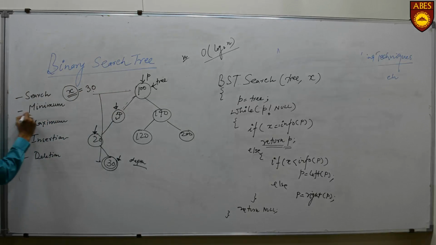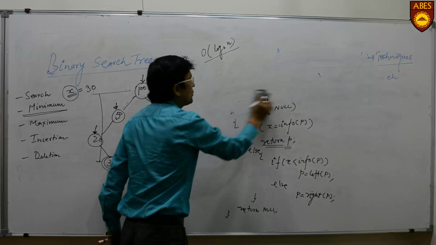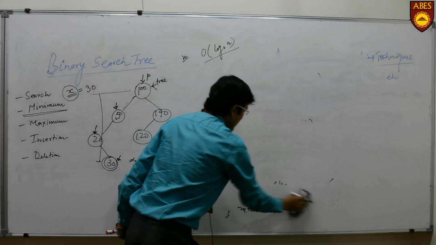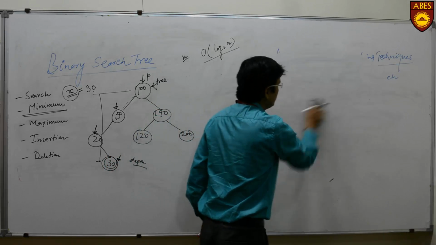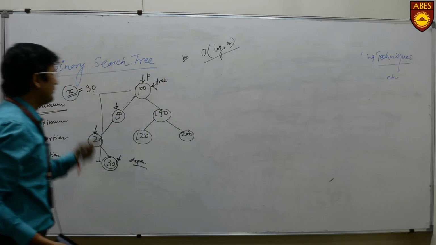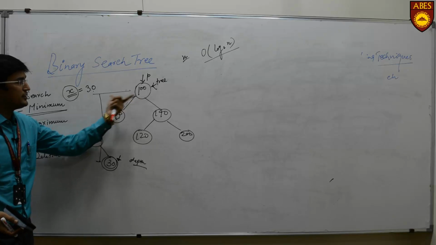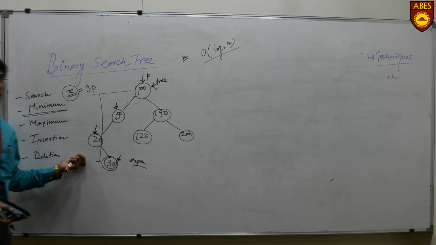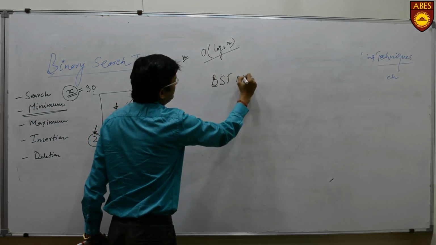Let us see another operation, which is minimum. Minimum is finding the pointer to the node that contains the minimum information. We are not interested in finding the key value of that node, but in finding the pointer to the node that contains the minimum information. Naturally, since smaller values are found towards the left of the tree, the extreme left element will be the minimum element. So let us write the binary search tree minimum operation.